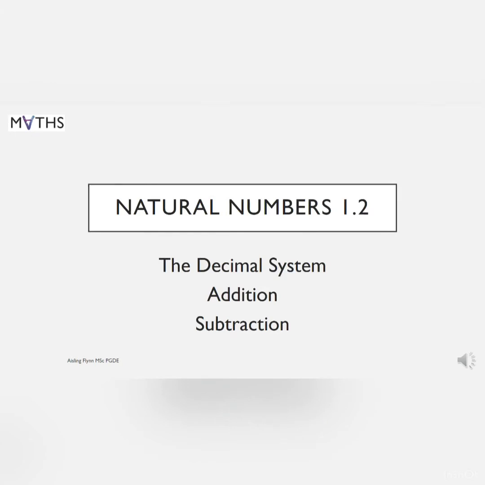This lesson is called Natural Numbers 1.2. We're going to look at the decimal system and how to use it in addition and subtraction. This may seem very basic for those who are good at maths, but sometimes it is useful to remind ourselves how the numbers work.